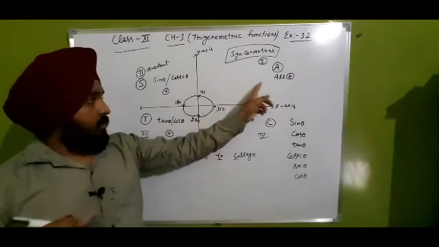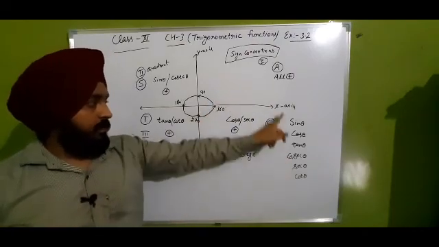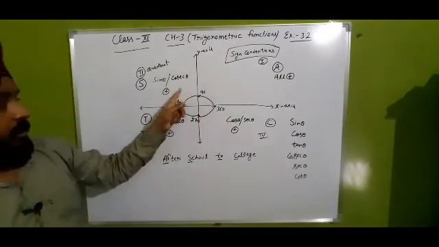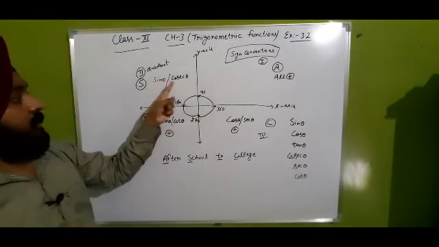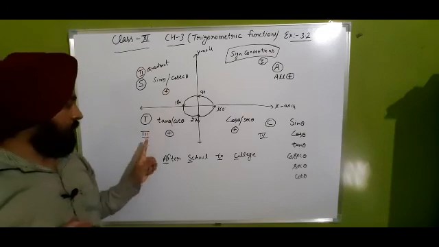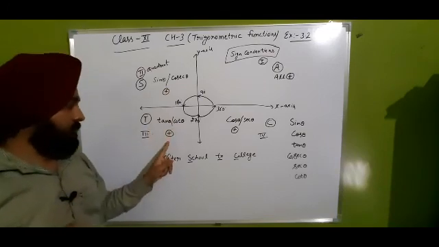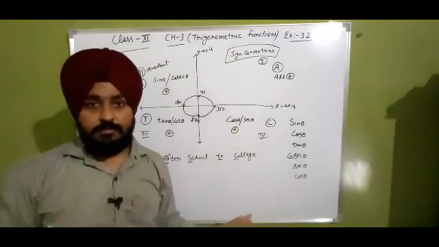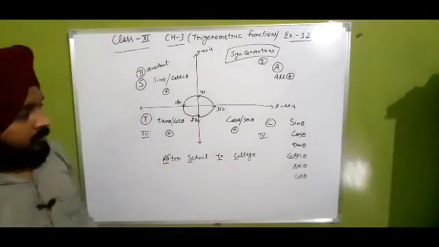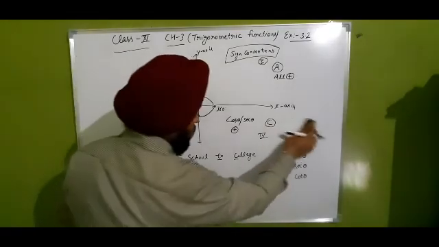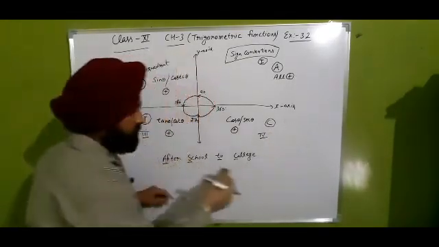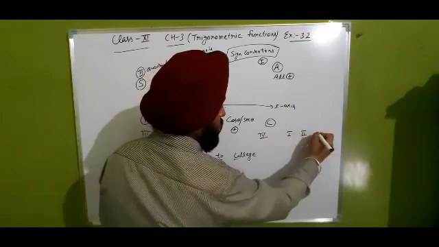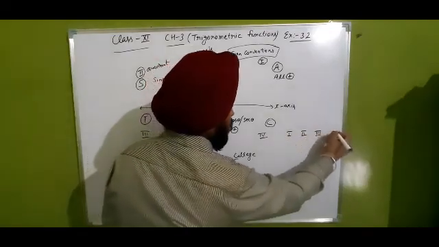In the first quadrant, all the trigonometric ratios will be positive when theta is from 0 to 90 degrees. From 90 to 180 degrees, only sine and cosecant will be positive. In the third quadrant, tan and cot will be positive. In the fourth quadrant, only cos and secant will be positive. Understood? So you have to write a table like this: first quadrant, second quadrant, third quadrant, fourth quadrant.